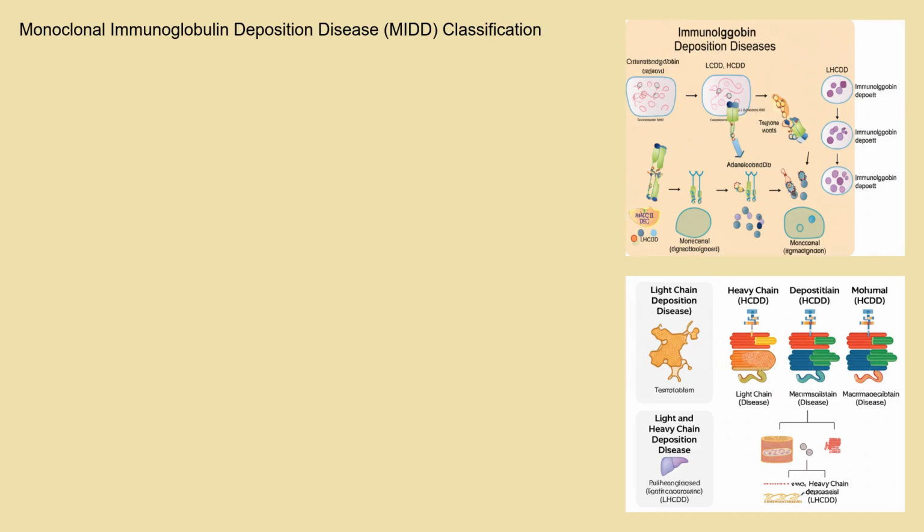Bone marrow aspiration may also be considered to evaluate for underlying plasma cell dyscrasias. MID can be further classified based on the specific type of monoclonal immunoglobulin that's being deposited. The most common types are light chain deposition disease (LCDD), where only the light chain component of the immunoglobulin is deposited, and heavy chain deposition disease (HCDD), where only the heavy chain is deposited. Sometimes both light and heavy chains are deposited together, which is referred to as light and heavy chain deposition disease (LHCDD). The specific type of immunoglobulin involved can influence the clinical presentation and the prognosis.